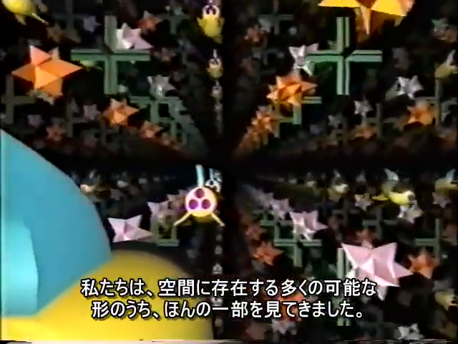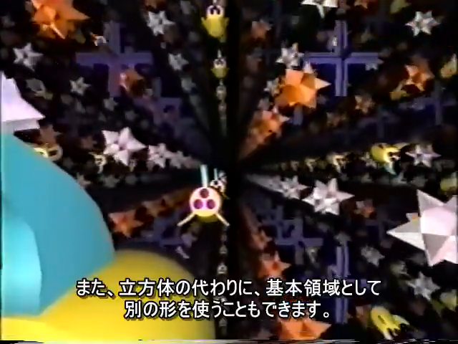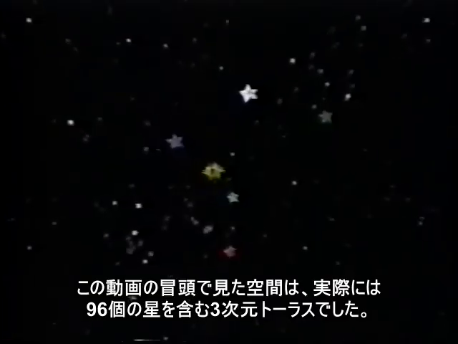We've looked at only a few of the many possible shapes for space. There are other ways to glue the walls of a cube together. Or instead of a cube, we could use a different shape for the fundamental domain. The space we saw at the beginning of this video was really a 3 torus containing only 96 stars. This space is finite, but boundless.